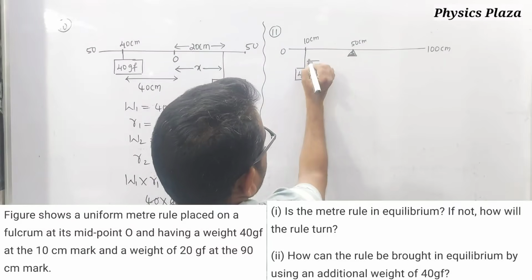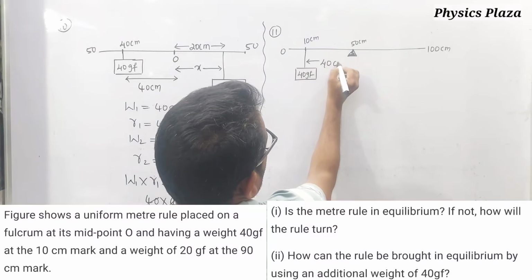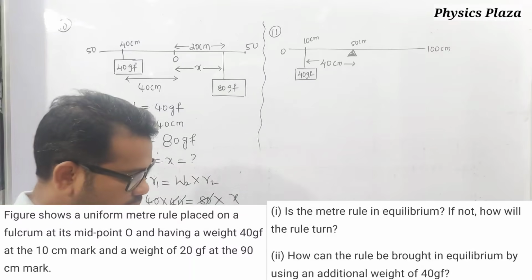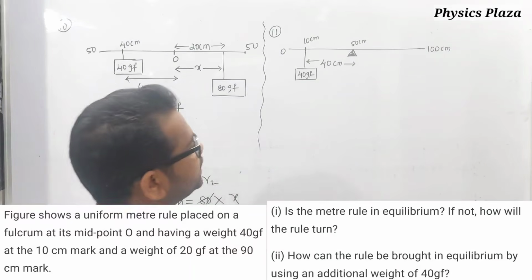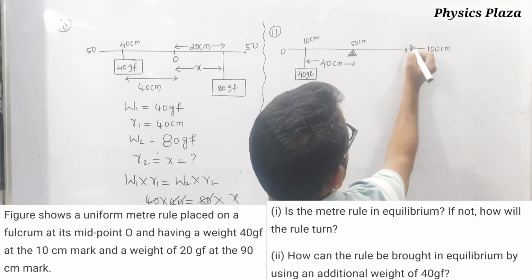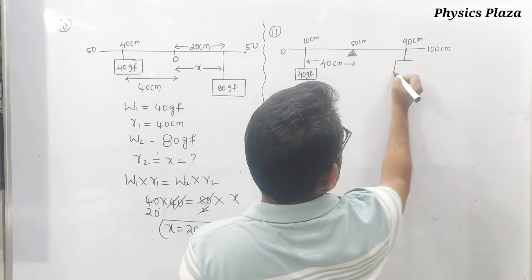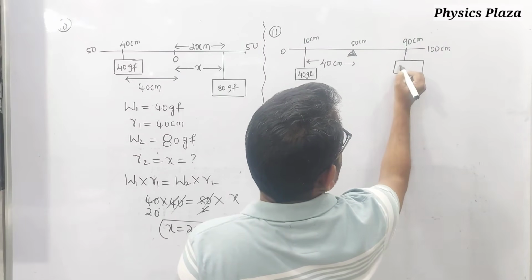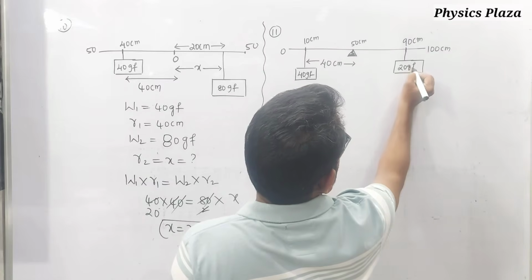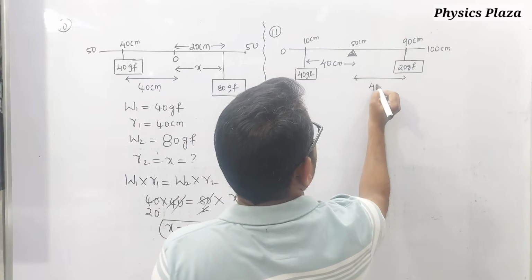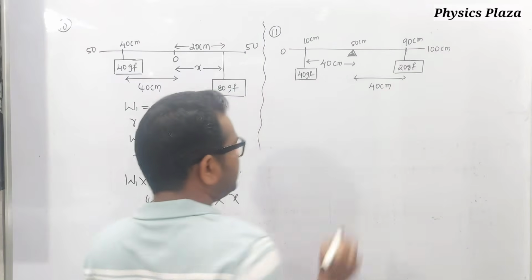So this perpendicular distance is how much, children? It is going to be 40 centimeters. Now the weight of 20 gram force is at the 90 centimeter mark. Here a weight of 20 gram force is suspended. So this will be how much, children? Obviously this will be 40 centimeters. So this is what the given diagram is.